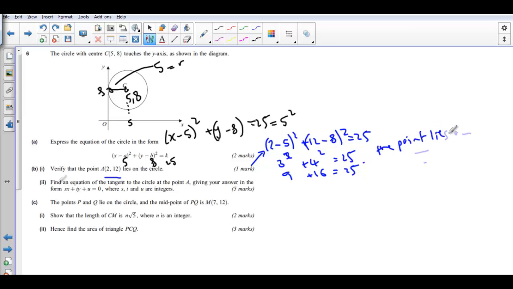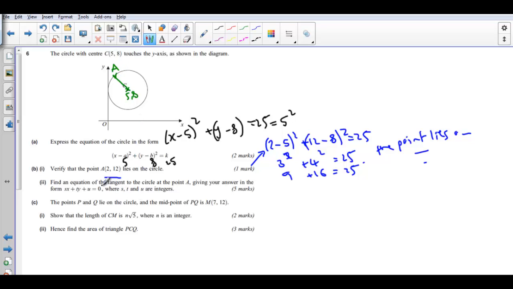Part C, find an equation of the tangent to the circle at the point A. Where's A? It's that same point that we've just been looking at. Let's just get a feel for what's going on here. It's the point A, which has got the coordinates (2, 12). So we know that this was (5, 8). So the point (2, 12) is probably going to be 2, not as far as 5, but up further. So we're probably looking at the point A somewhere up there.